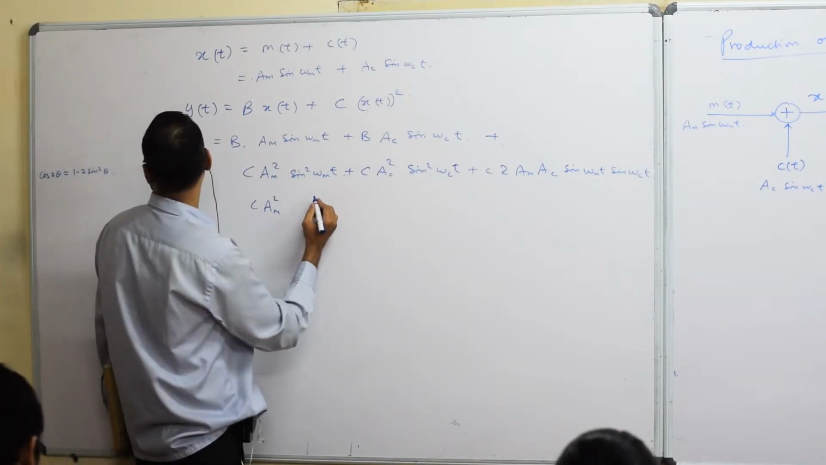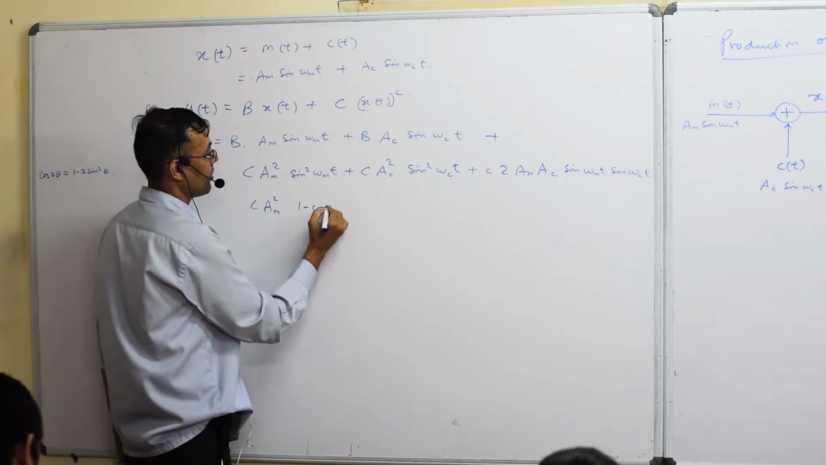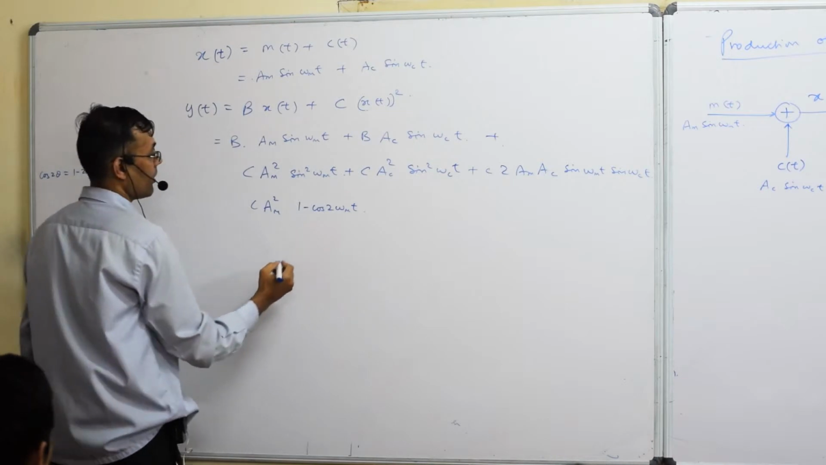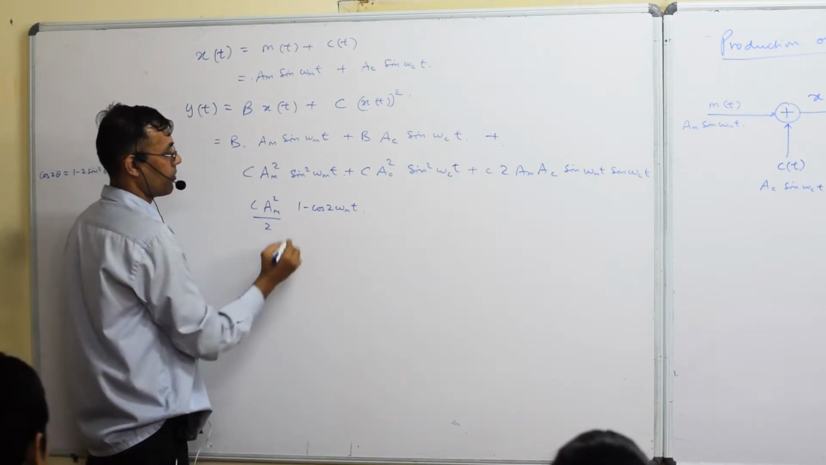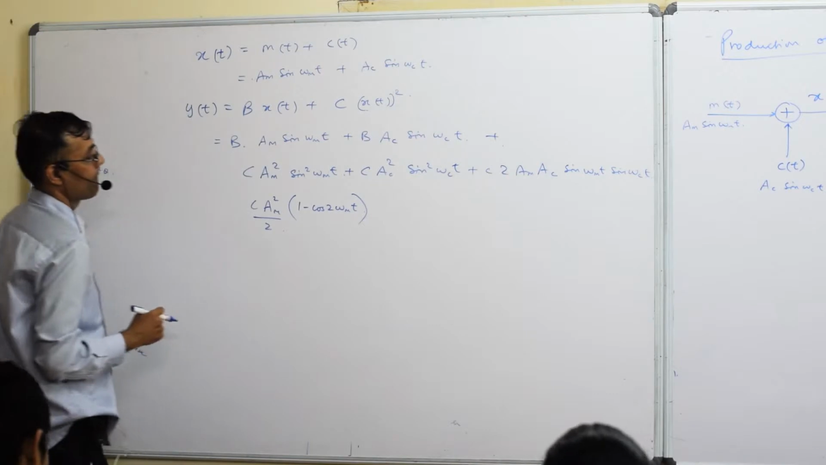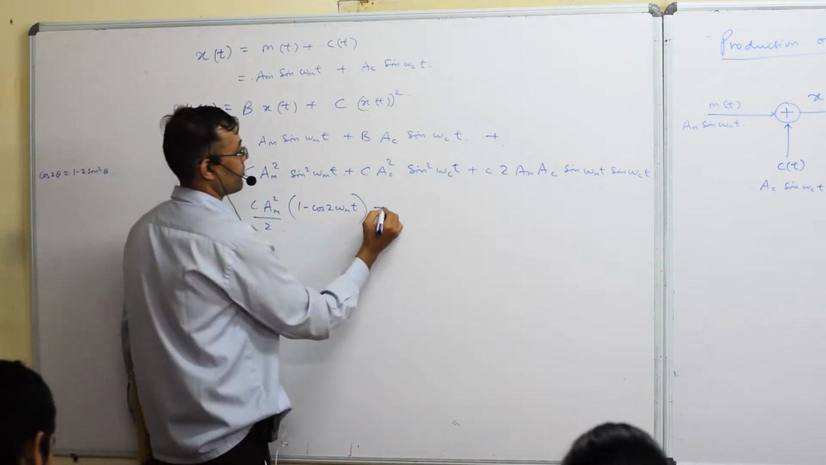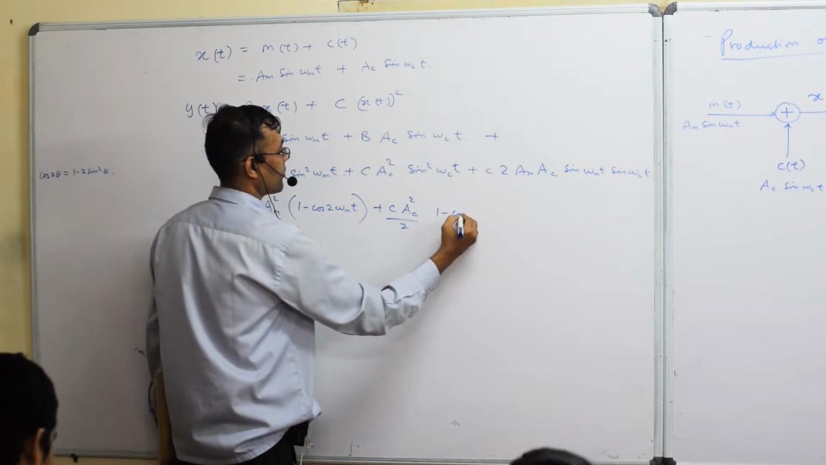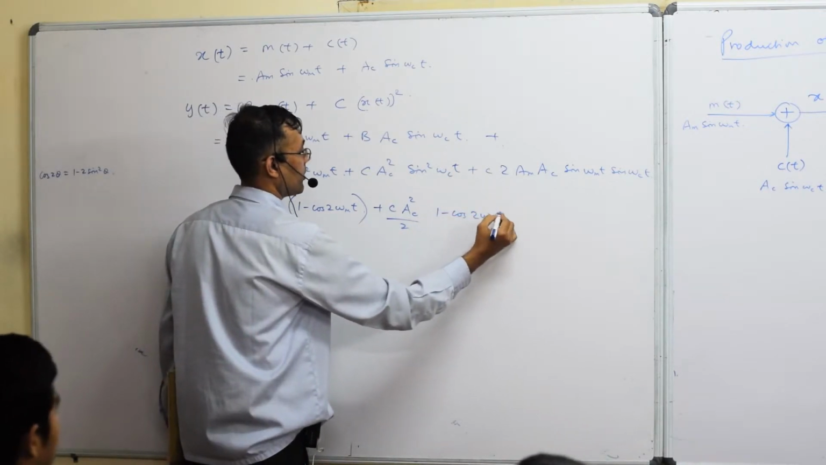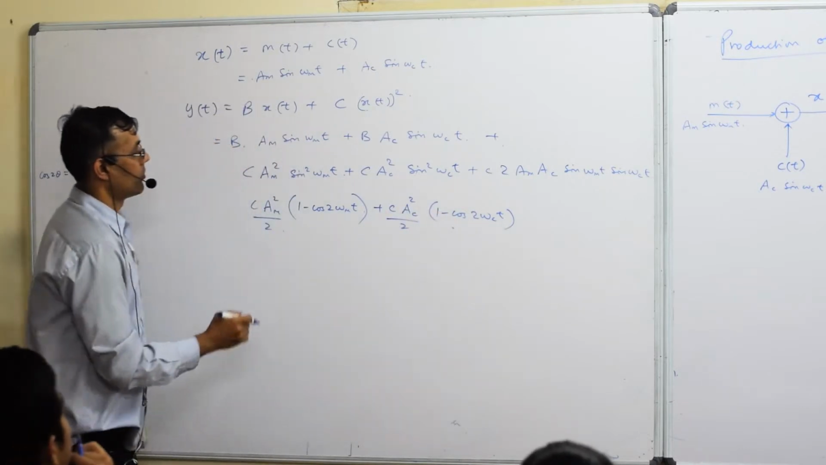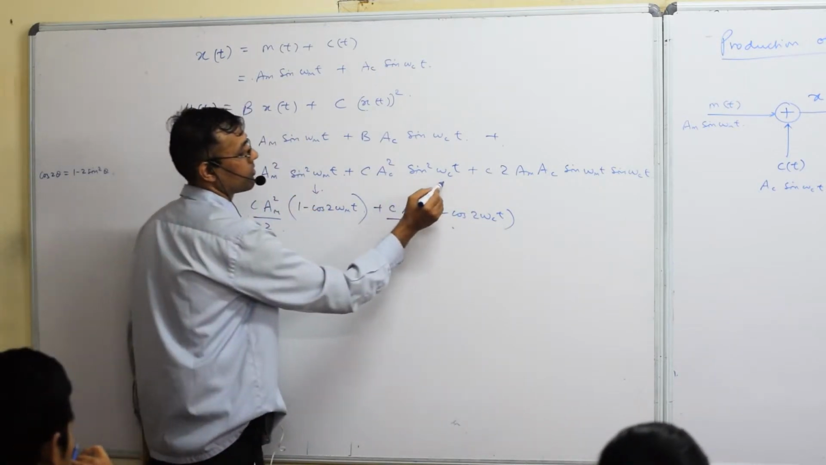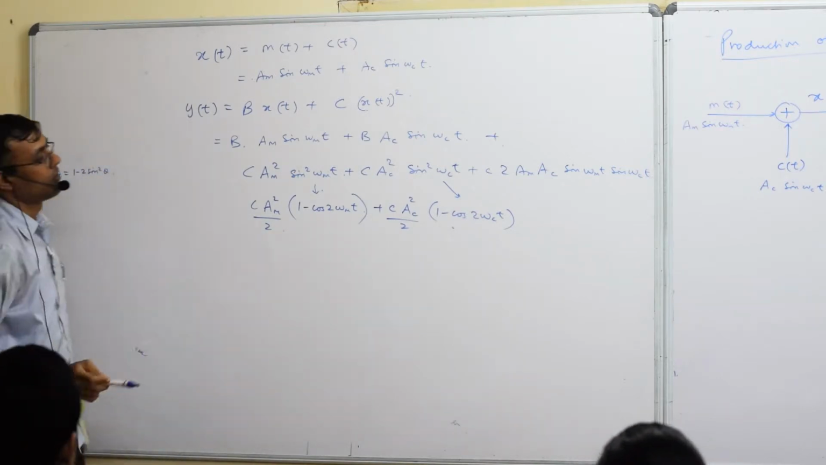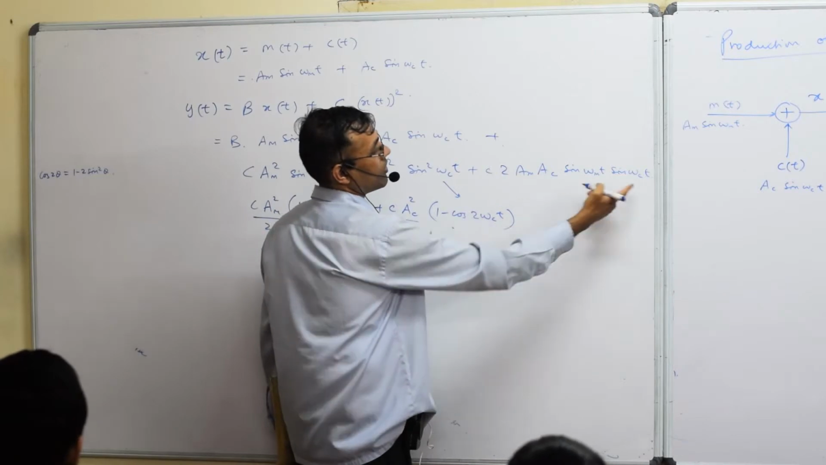Sine squared is going to be replaced with 1 minus cos 2 omega m t divided by 2. The divided by 2 I am going to put outside. Plus c Ac squared divided by 2, 1 minus cos 2 omega c into t. So this is written like this. This is the basic formula which you have been using in your integration very often. This one we already did.